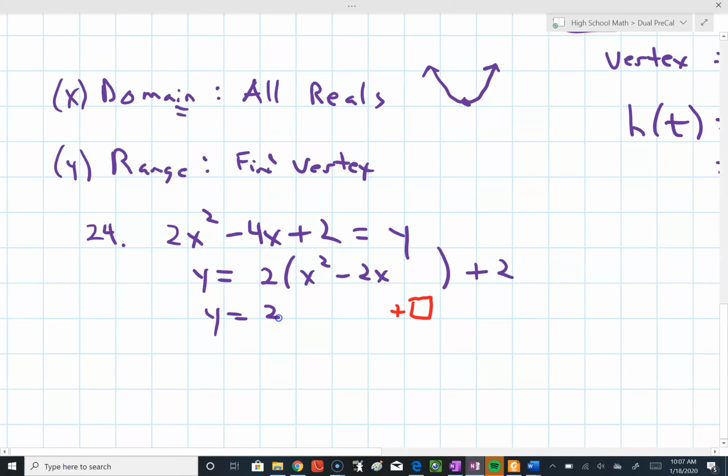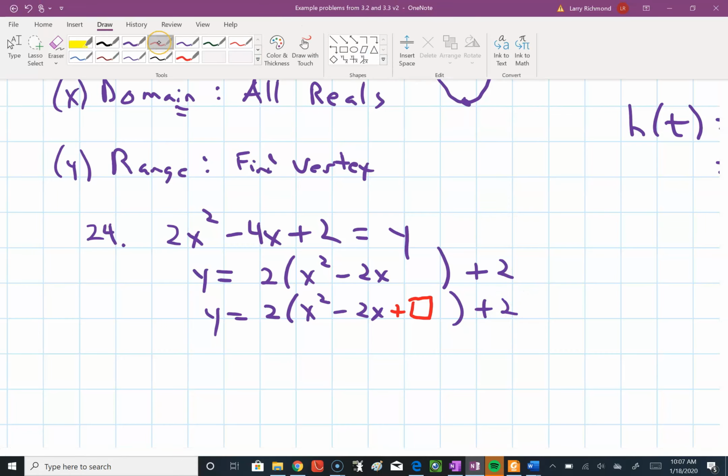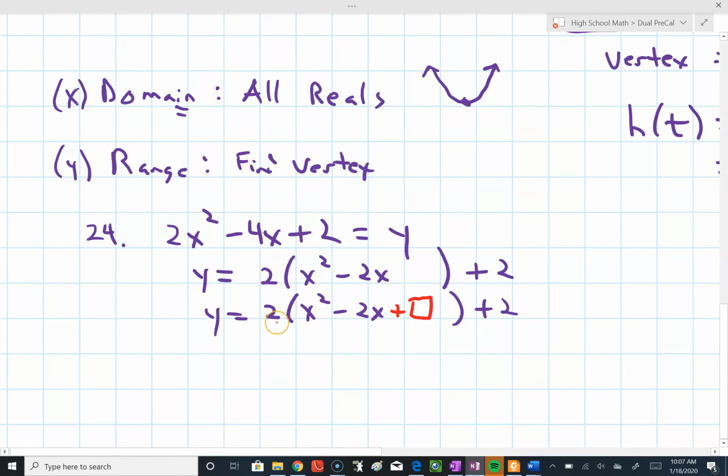Y equals 2 open parentheses x squared minus 2x plus some box plus the 2 here. Now here's the kind of tricky part on this outside. Inside we added 2 times the box. Outside we need to subtract 2 times the box. Again, it's just keeping this right side equal. What goes in the box? Half of b squared. Half of minus 2 is minus 1. Squared is 1. All right, so now we will write this as 1 quantity squared.